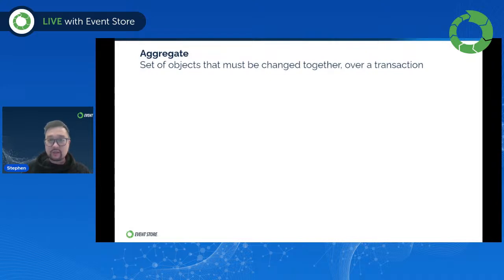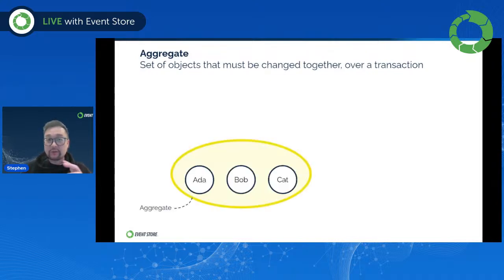For example, here you have an aggregate that represents all the users in the application. The aggregate right now consists of the user objects for Ada, Bob, and Kat. The aggregate always has a root object that has a reference to all the objects in the aggregate. This object is called the aggregate root. In this case, we're going to name it the users aggregate root. It's solely responsible for all changes to the aggregate and enforces any rules across the objects in the aggregate.